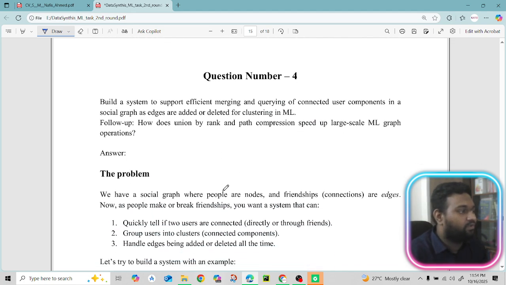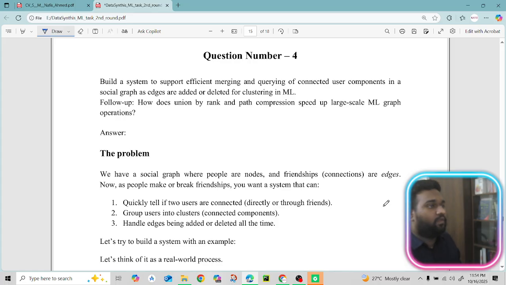Then question number four. Oh, I am running out of time. Question number four: build a system to support efficient merging and querying of connected user components in a social graph as edges are added or deleted, for clustering in ML. Follow-up: how do union by rank and path compression speed up large scale ML graph operations?